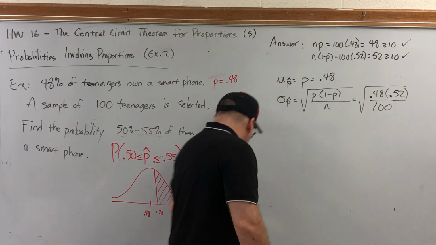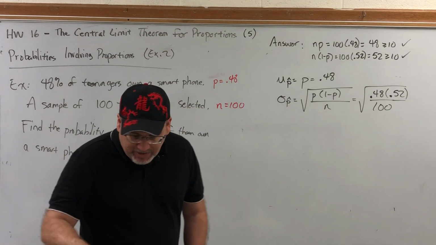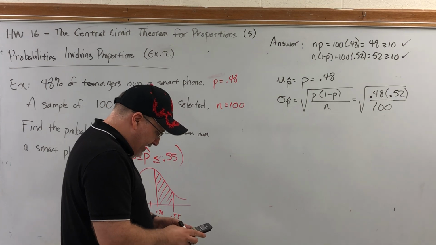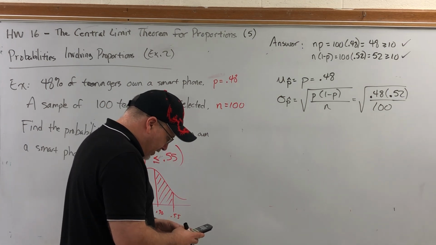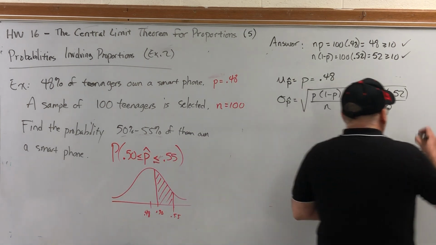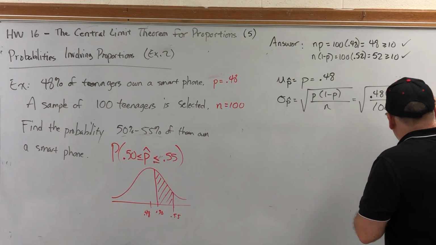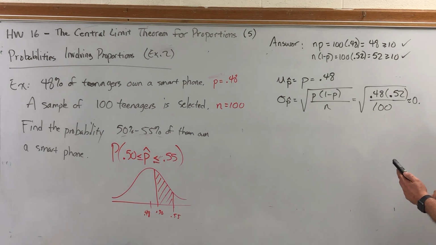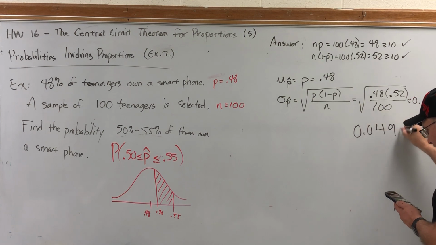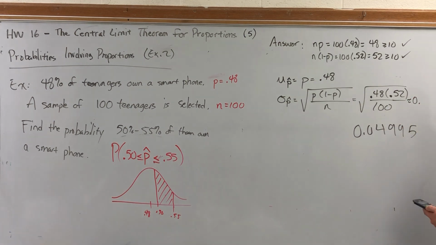And so now we just have to calculate that. 0.48 times 0.52 divided by 100, and hit the square root button. So to 4 decimal places, this is approximately 0.0499. Actually, what it is 0.04995. So we're rounding to 4 decimal places.